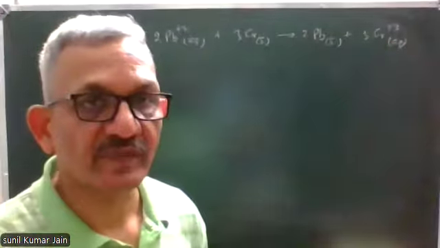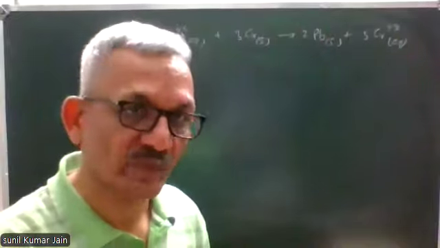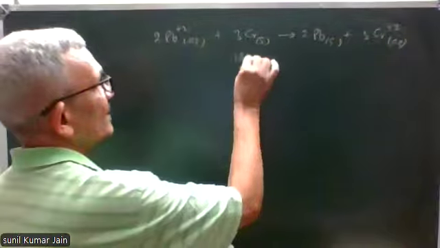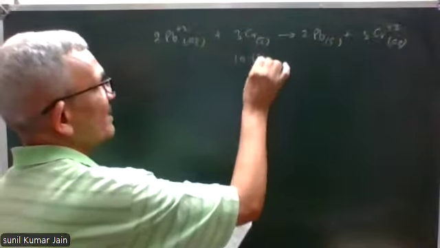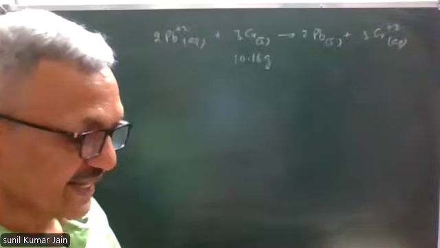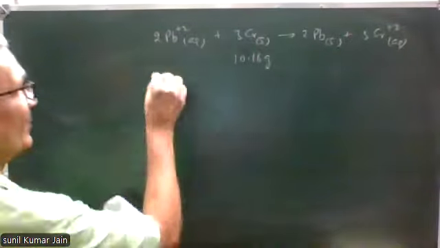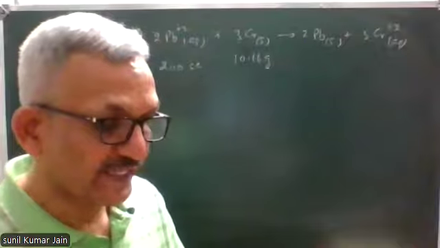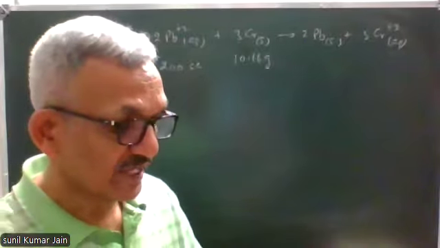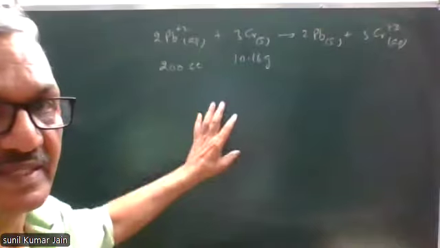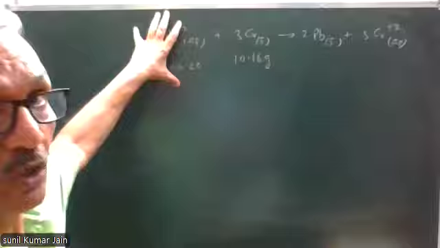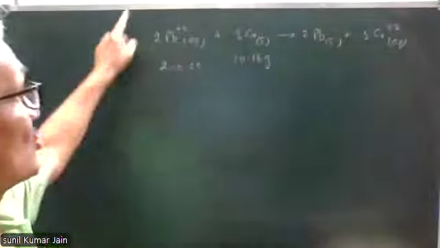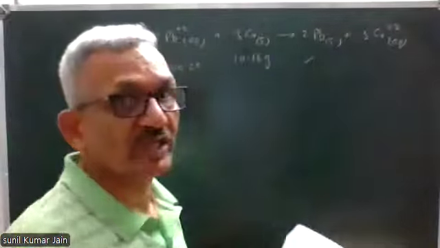Now I'll read this numerical for you and tell you what is given and what we have to calculate. 10.16 grams of chromium is added to 200 cc of aqueous solution of lead sulfate, leading to complete precipitation of lead ions as solid lead. So when these are mixed, all lead ions in the solution are totally converted into lead solid. It means lead ions are not left and lead solid is formed.